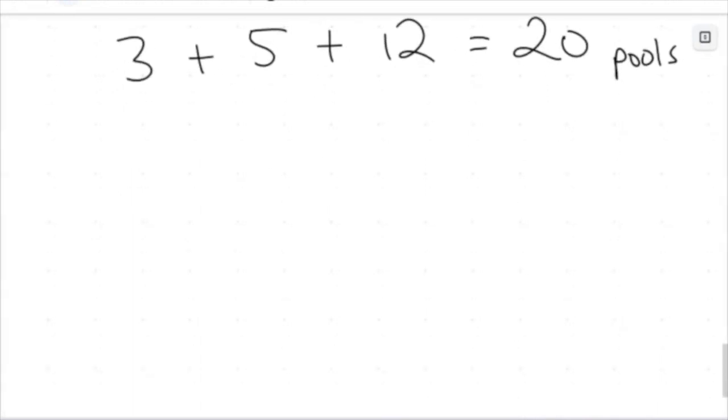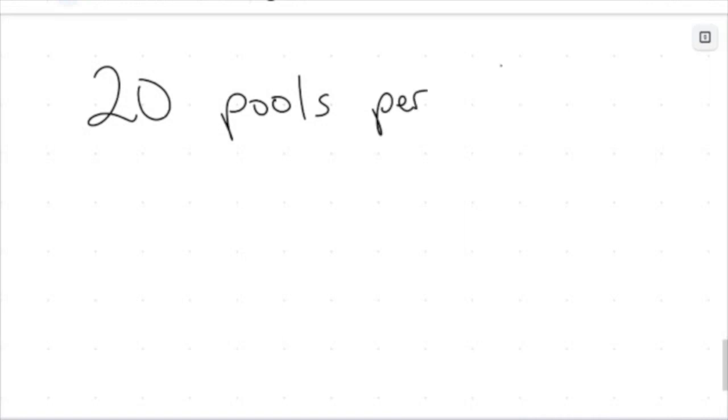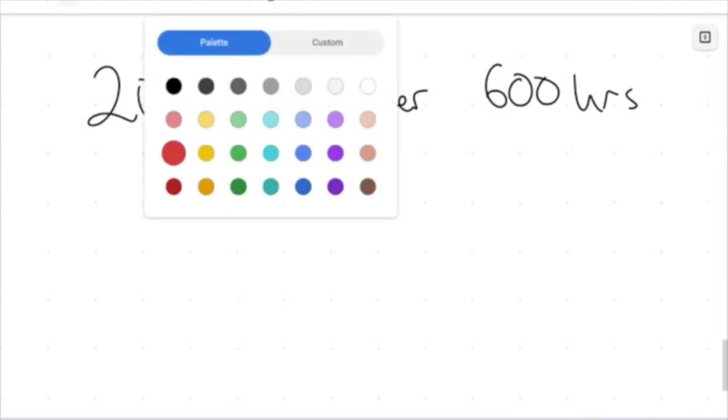Now, what does that tell me? Well, that tells me that all 3 together, the rate here is going to be 20 pools per 600 hours. Or I can say 600 hours for 20 pools. So 600 hours per 20 pools. Doesn't really matter which order we write this in at this point in time.